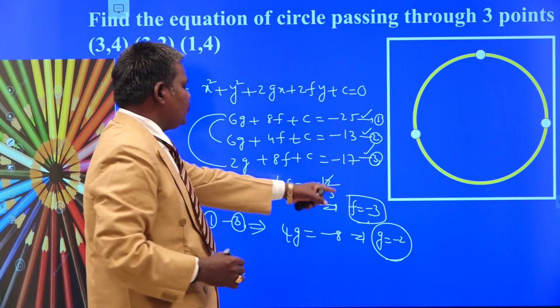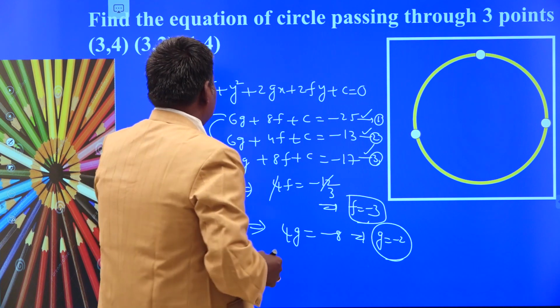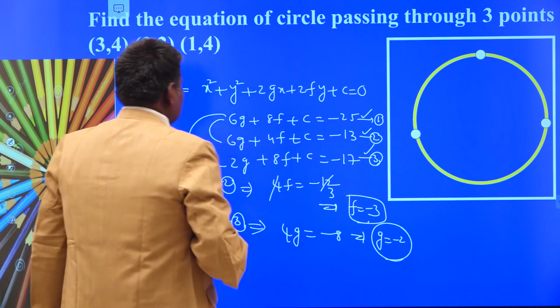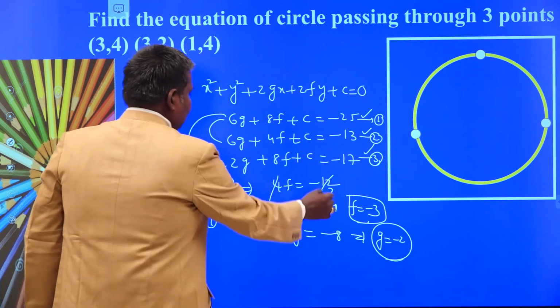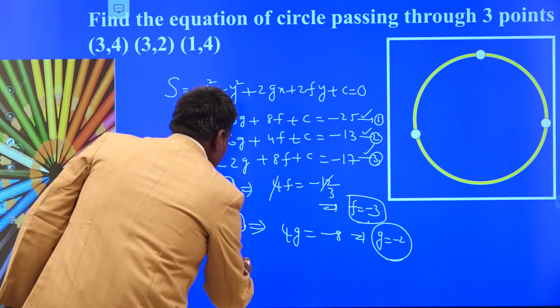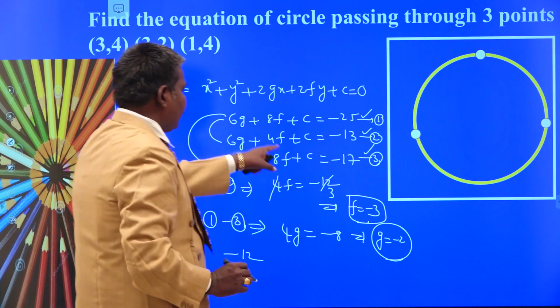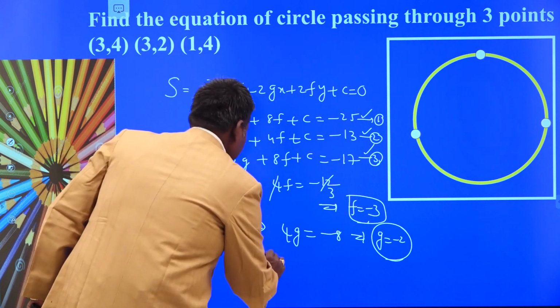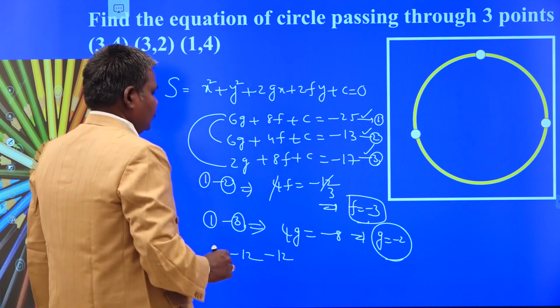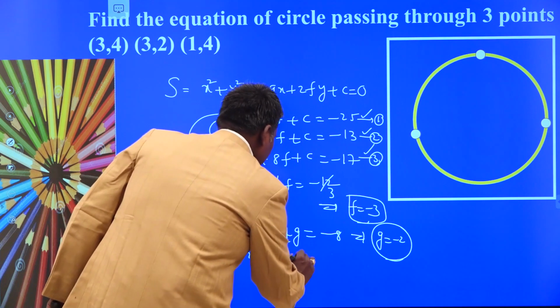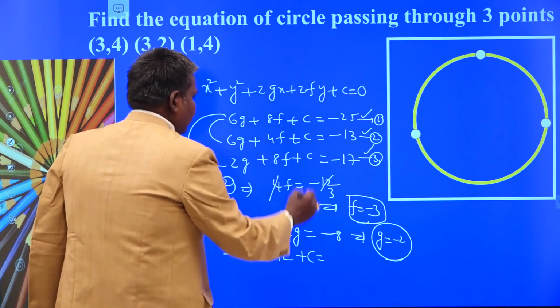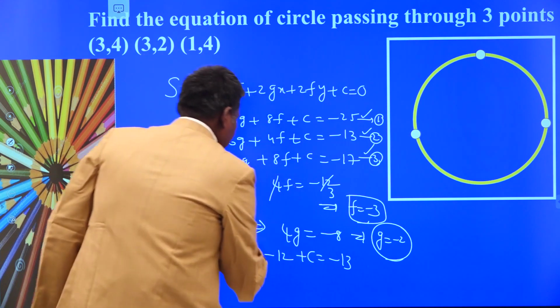You have the f value and the g value. Substitute f comma g in any of these three equations. Substitute in the second equation: 6 into g, 6 2s are 12, that is minus 12. And 4f, 4 3s are minus 12. Okay, plus c is equal to what? Minus 13. This is minus 24.